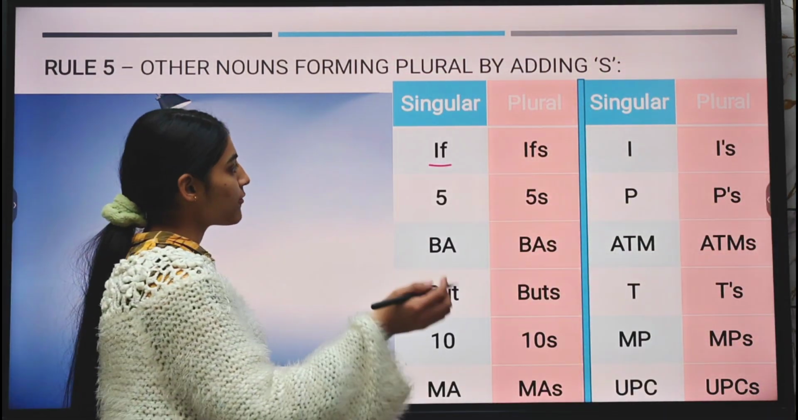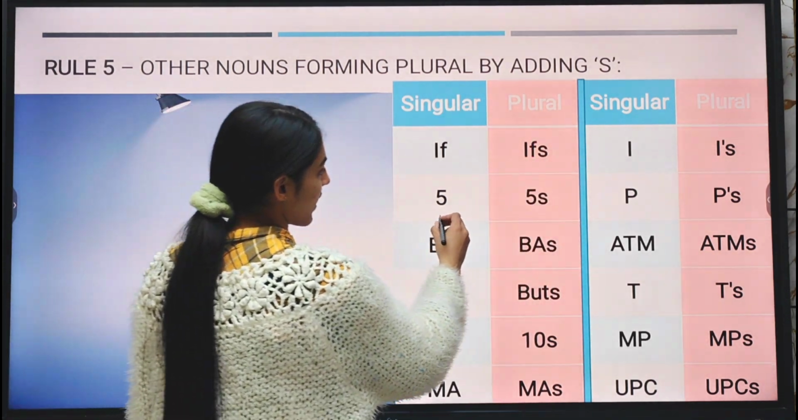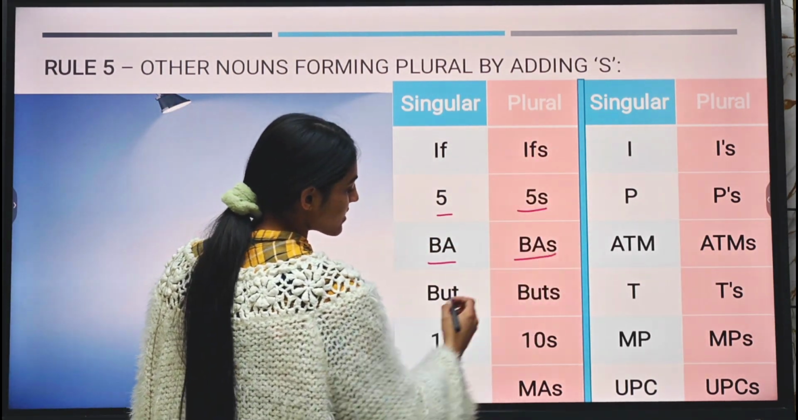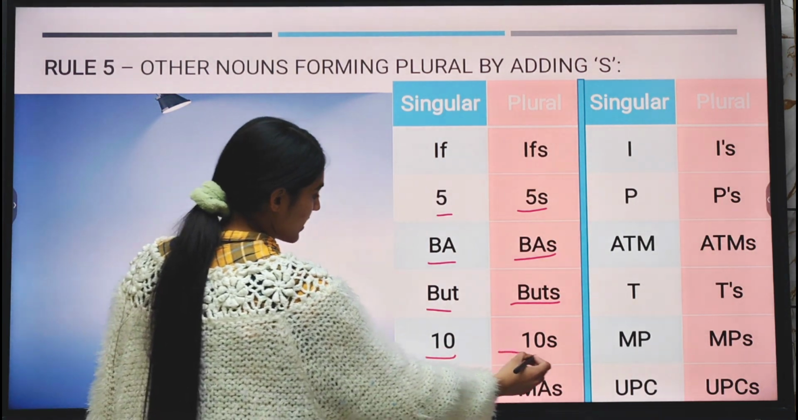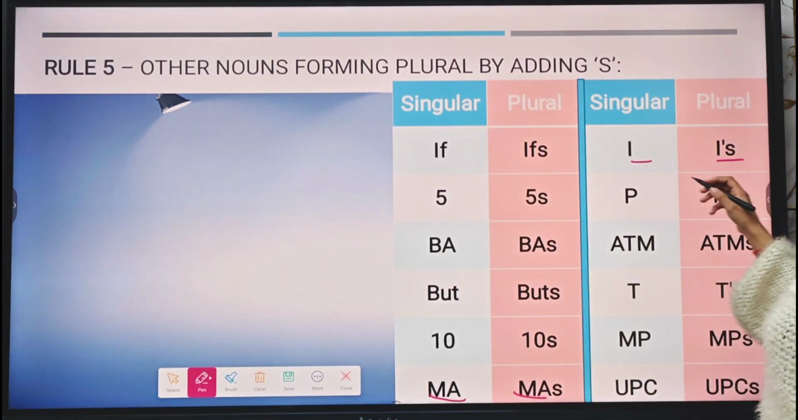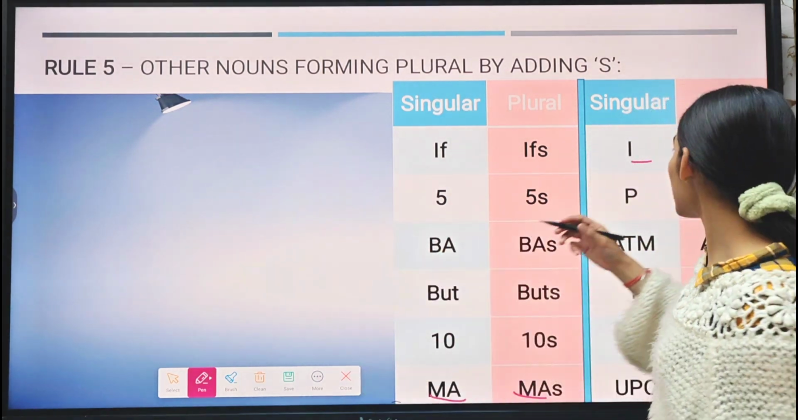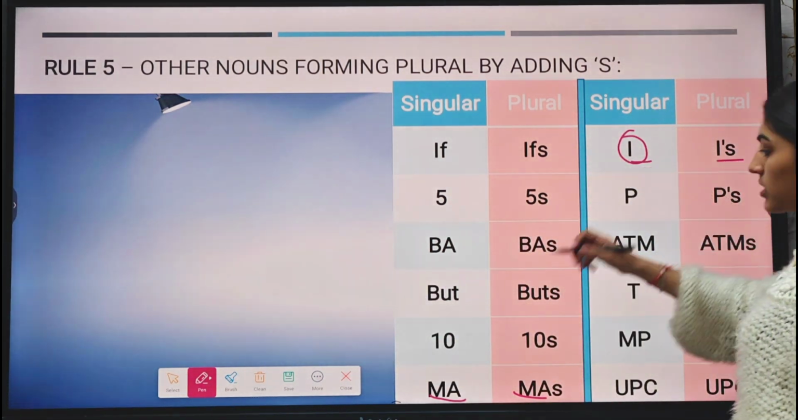To make the word if plural, we will just add s to it. Now it becomes ifs. Then we have five to fives, ba to bas, but to buts, ten to tens. Then we have ma to mas, then I to I's. So here, this is the letter I that we use for I, that I am speaking. This is the I that we have used here.